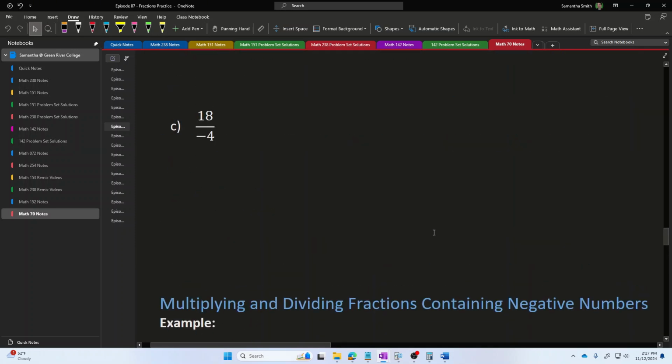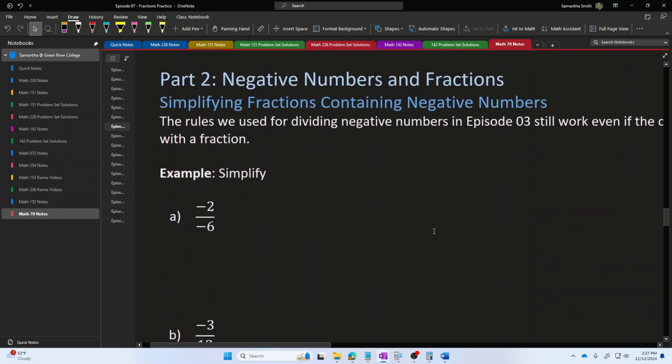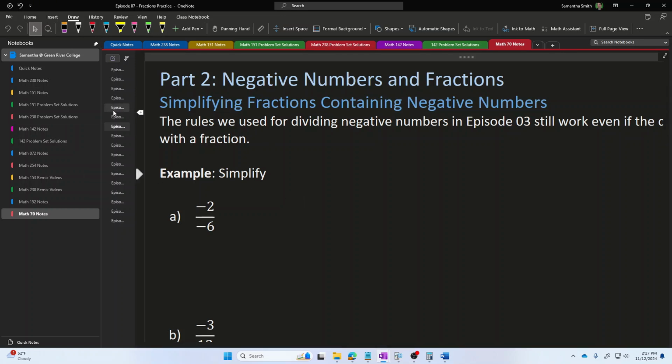Now, fortunately for us, we don't actually have anything new to learn in this part of the episode, because everything that we are going to be doing is going to be a combination of the processes we've already learned how to use when doing calculations involving regular fractions and when doing calculations involving negative numbers.